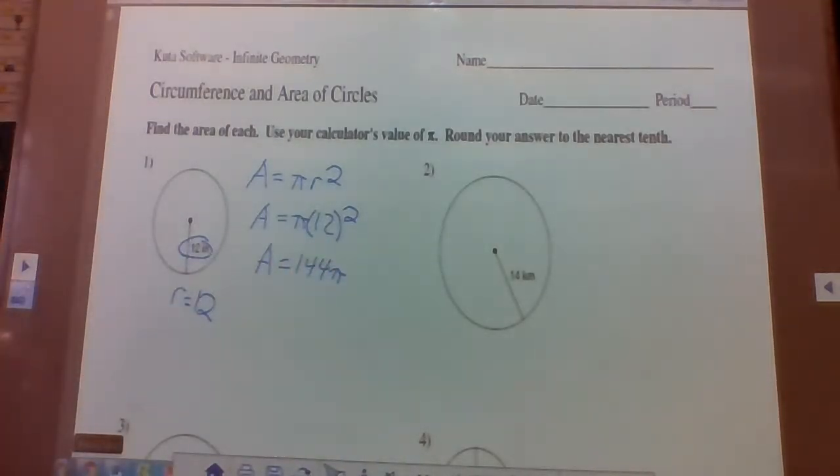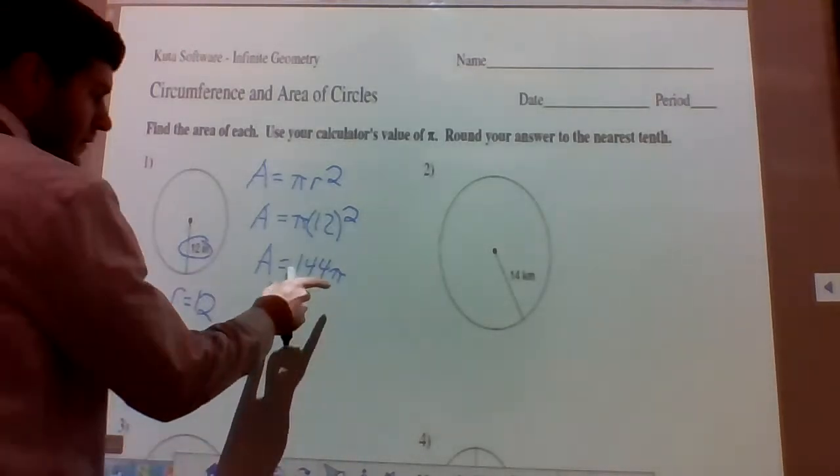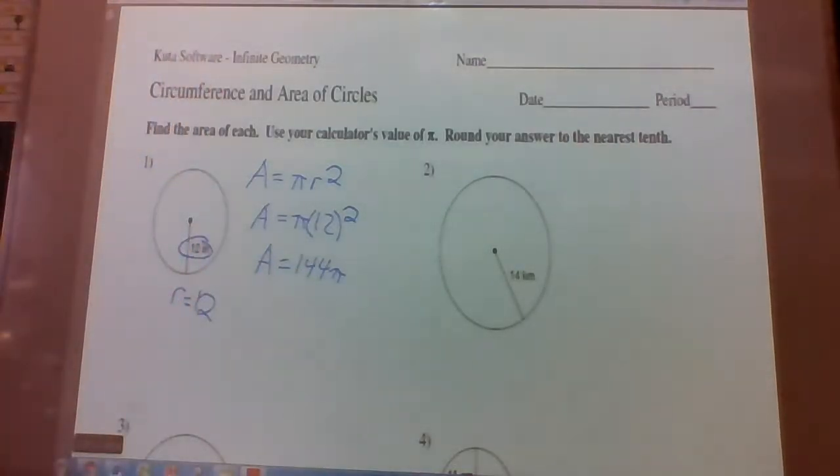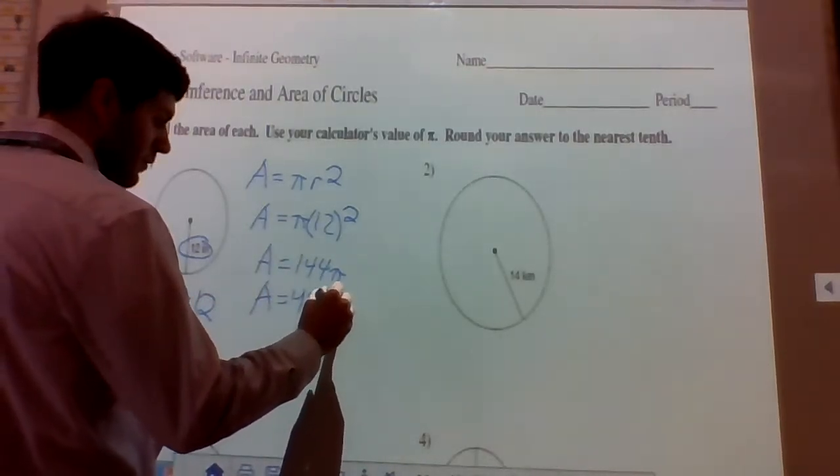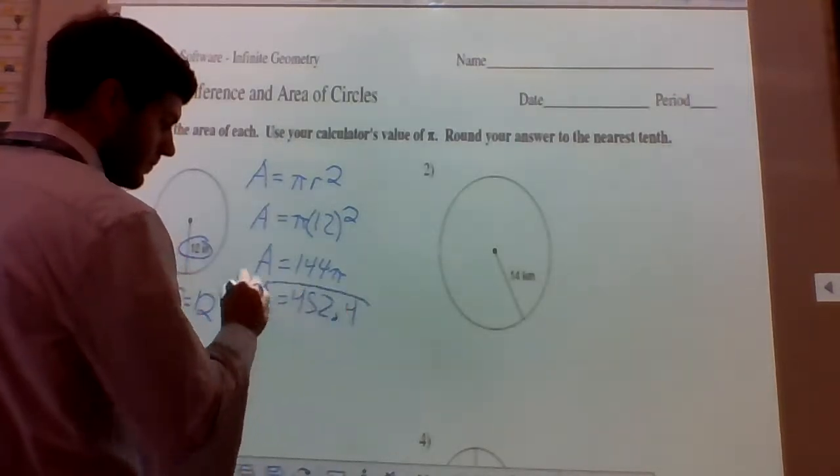They want you to use the calculator and round to the nearest tenth. So this is actually the exact answer. This is the best answer. It's exact. But we're going to do what the problem tells us to do, which is to find the decimal and round to the nearest tenth. So we're going to go to calculate. Okay, we have 144 times pi. It's 452.389, which we're going to round to 452.4.